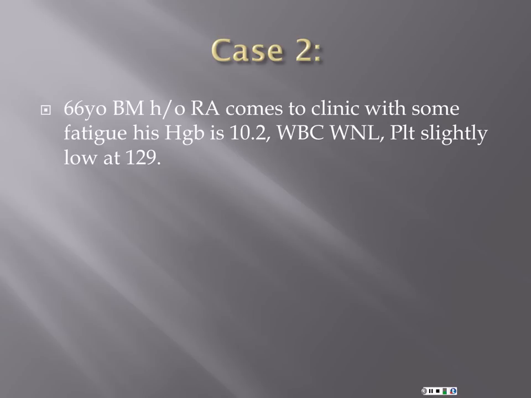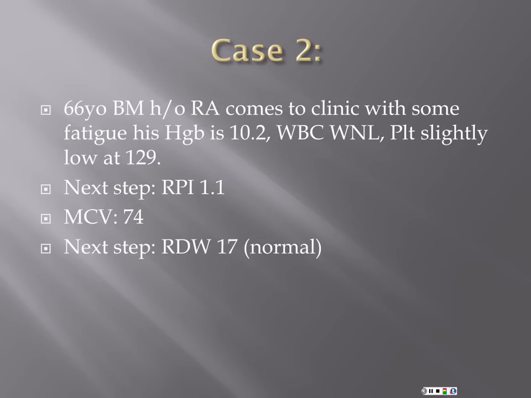So we look at the RPI. RPI is 1.1. What does that mean? He has decreased production. So what's the next best step? We look at the MCV. MCV is 74, which is low. He is microcytic. What's the next test? Look at his RDW. His RDW is 17, which is normal.